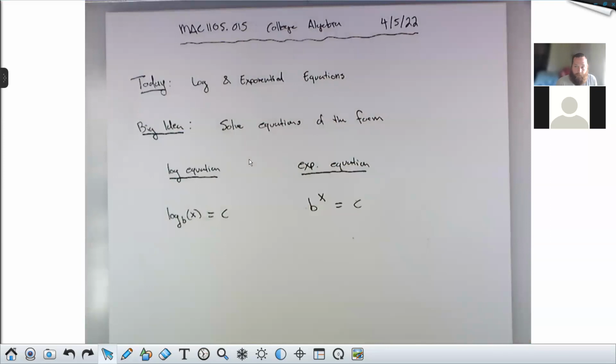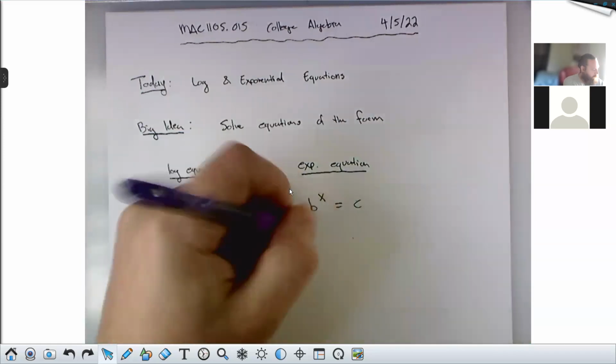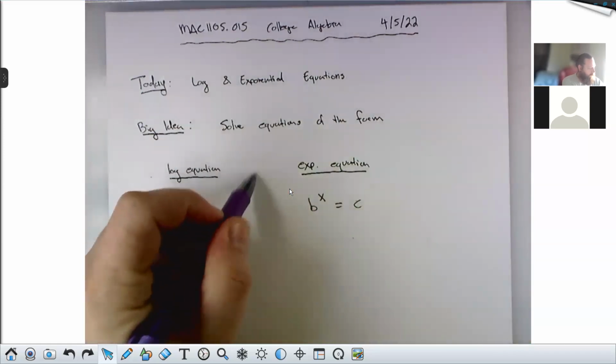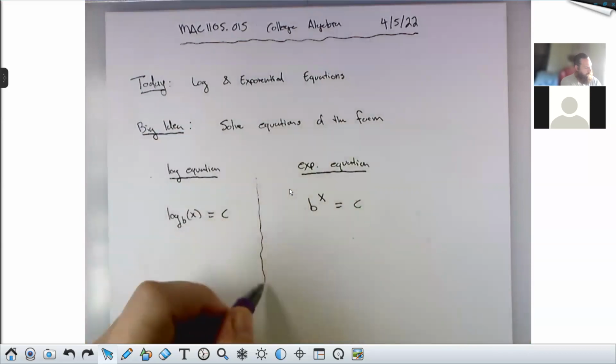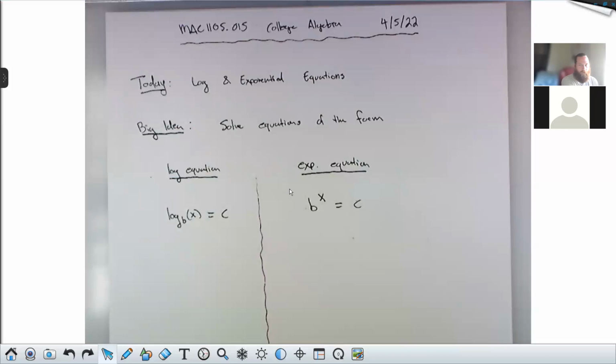Now they won't look like this at first. Generally, we're going to have to do some sort of algebra manipulation, and we'll be able to reduce a more complicated exponential equation to something like this, and then solve. We'll be able to reduce a logarithmic equation to something like this, and then solve. Throughout the current homework set, your goal will be getting whatever you're given into one of these two forms, and then using the definition of the logarithm to convert these into equations that are solved for x.